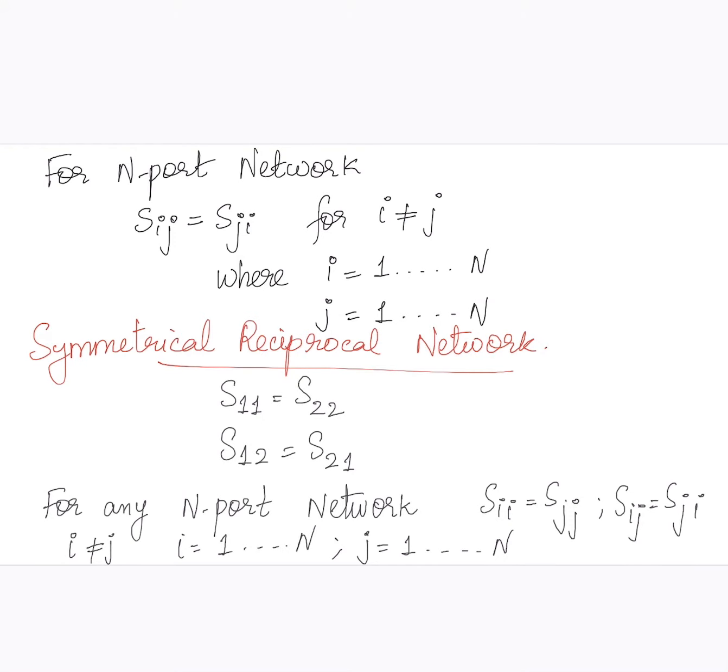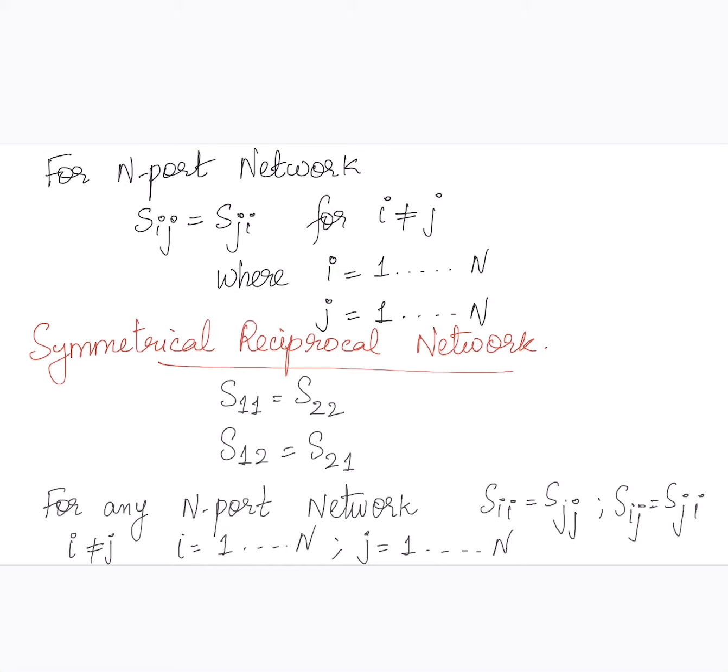If you consider an n-port network, we can generalize and write this as Sij is equal to Sji for i not equal to j, where for an n-port network i will range from 1 to n, and j also from 1 to n.